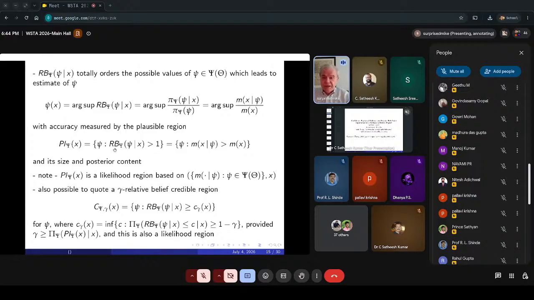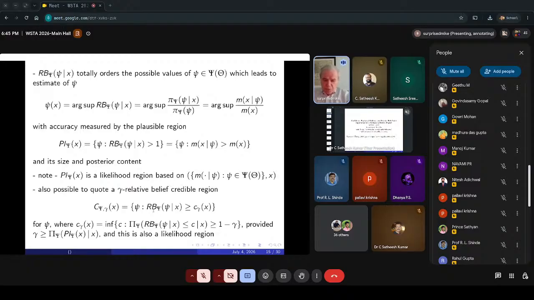And a plausible region is given by an obvious form, and you'll notice the relative belief ratio greater than 1 is equivalent to the likelihood, as a function of psi, being bigger than this constant here, m of x, right? The prior density of the data evaluated at the observed data. So the plausible region is always a likelihood region, always.